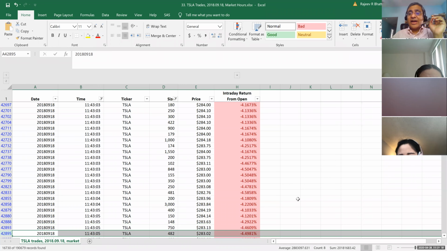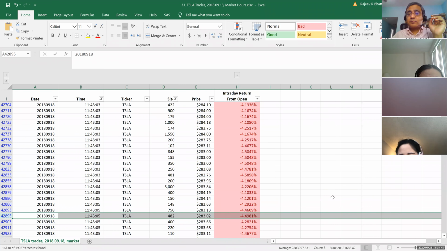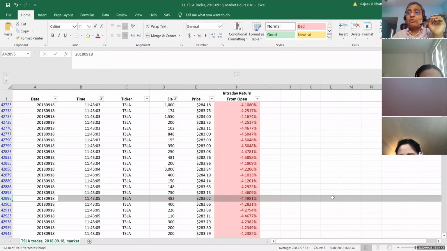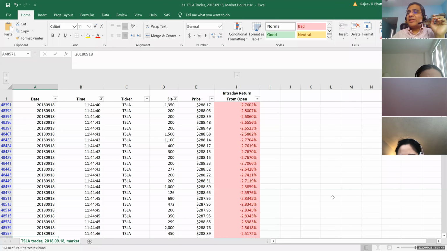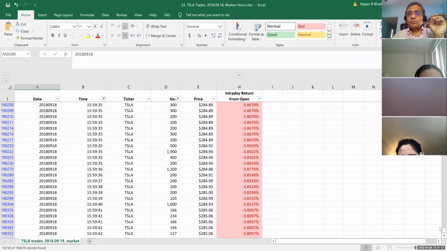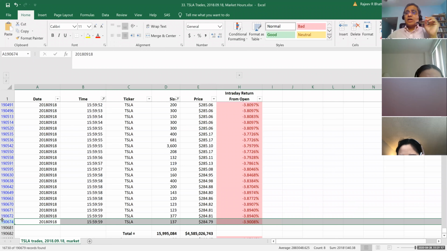In a minute and 5 seconds, it's down 4.5%, and so on. We keep going, and by the time it closes, it is at almost 4% below the opening price.